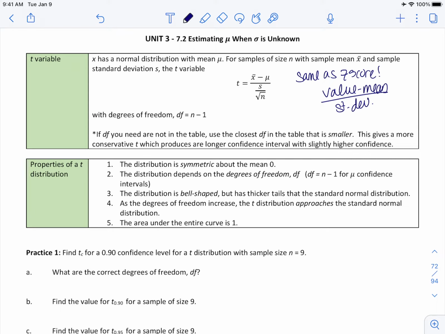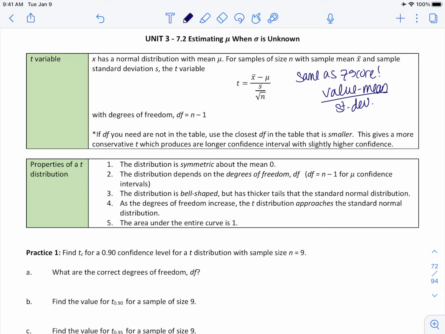And so here it says with degrees of freedom n minus 1. If the degrees of freedom are not in the table, we're going to use the closest degrees of freedom in the table that's smaller. Otherwise, we can use the calculator to figure this out.